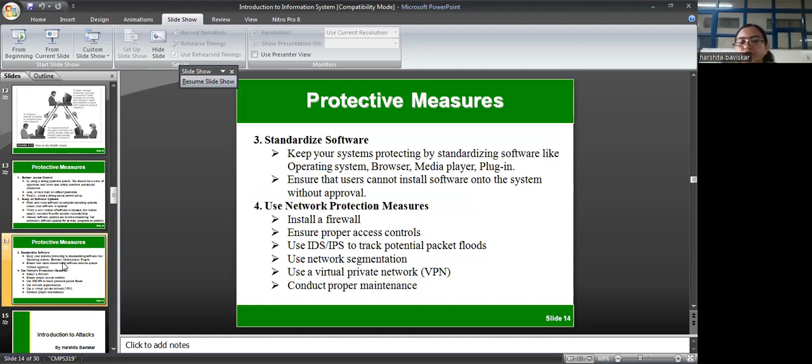Use network protection measures, such as having a firewall installed in your machine. Ensure proper access controls to the devices. Use IDs and IPs to track potential packet floods. Use network segmentation. Use a virtual private network and conduct proper maintenance for these protective measures, whichever you are going to handle, for the data or information which you present in your information networking system.